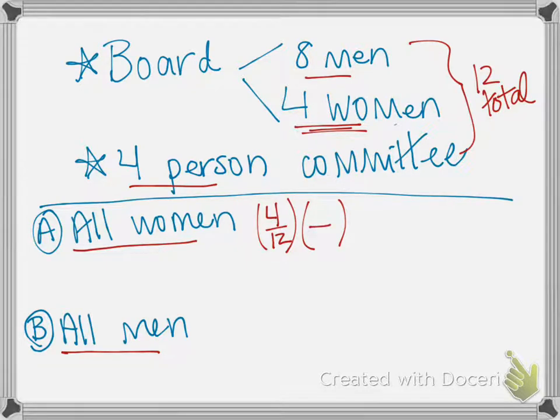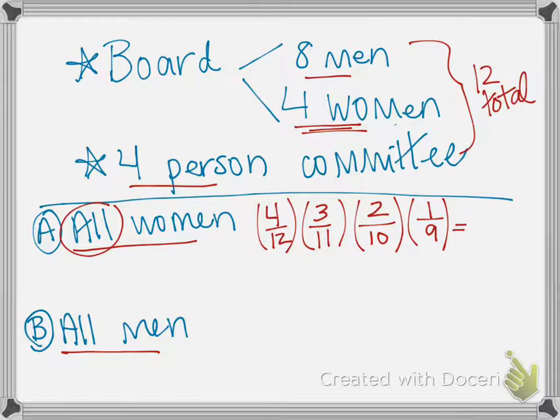Well, because again, we're looking for all 4 to be women, if a woman was selected with the first drawing, then there's only 3 women left to pull out of a total of 11. If a woman is selected for the second position, then for the third position, there's only 2 women left to potentially select from out of a total of 10. And then for the last one, there's only 1 woman left to select of the remaining 9. And if we multiply this out, we see that the odds of this particular board having a 4-member committee that are all women is a very, very low probability of 0.002.